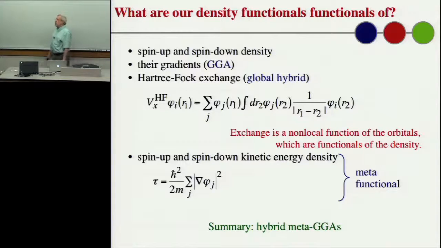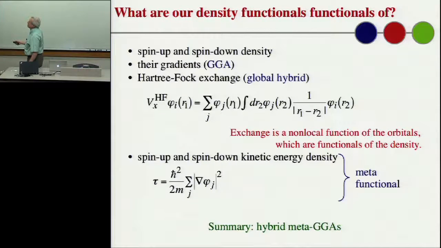So then from these orbitals, which are solutions to the Kohn-Sham equation, which involves the density functional, and therefore these orbitals are functionals of the electron density, we can compute from these orbitals the spin up and spin down electron density. We can compute the gradients of those two densities. And if our density functional just depends on the first line, we call it the local spin density approximation, Slater approximation for exchange. If you also involve the gradients, you call it the generalized gradient approximation.